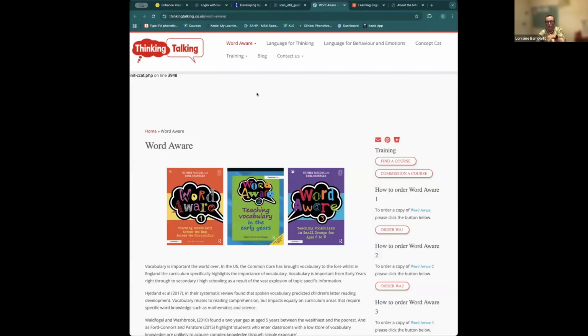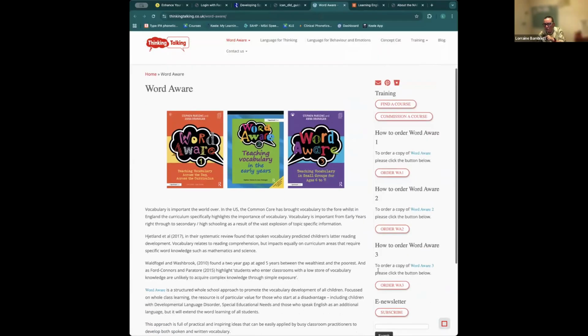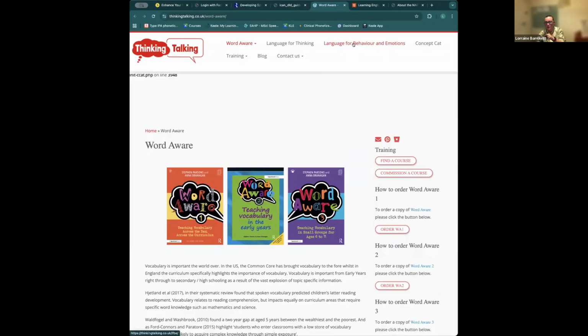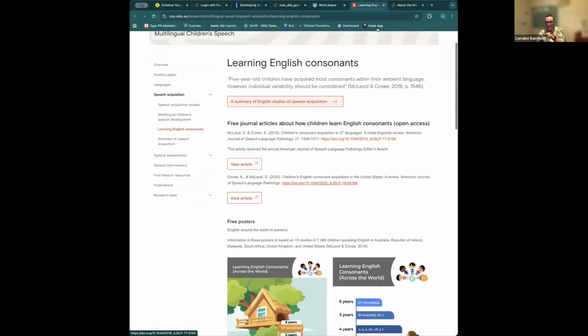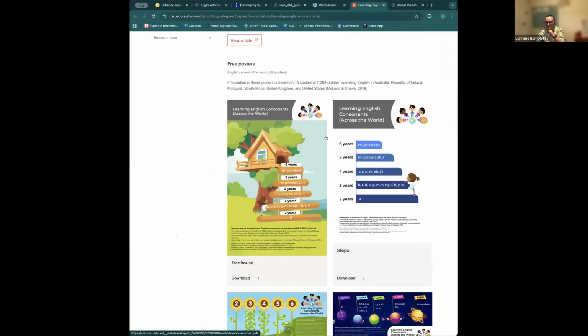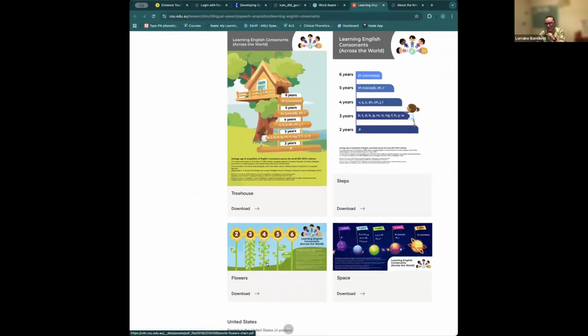This is the link to the Word Aware stuff that I've highlighted as well, which I think is really helpful about teaching vocabulary across the stages. The new one is coming out for secondary as well, just to let you know. There's also something called Language for Behaviour and Emotions, which is fantastic as well. This is the free website to get those print-offs for those phonemes. There's some lovely, I did the treehouse one, but if you prefer flowers, you can use flowers in your classroom if you like that, or planets. But that's got when they should be using those different phonemes.